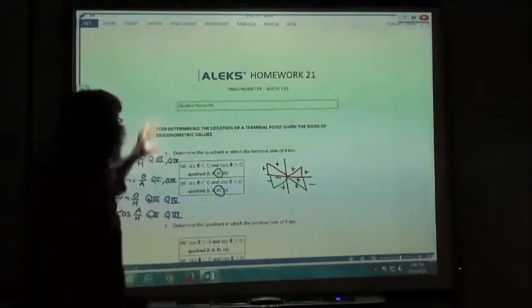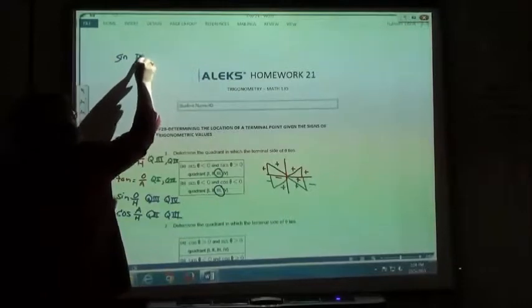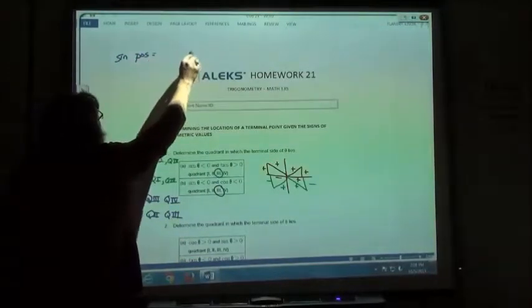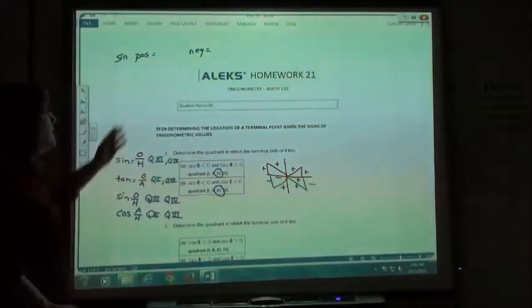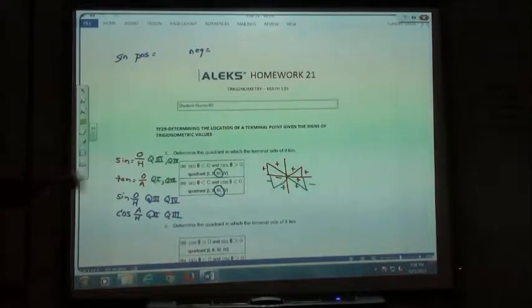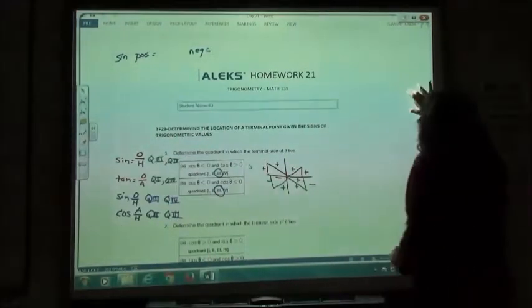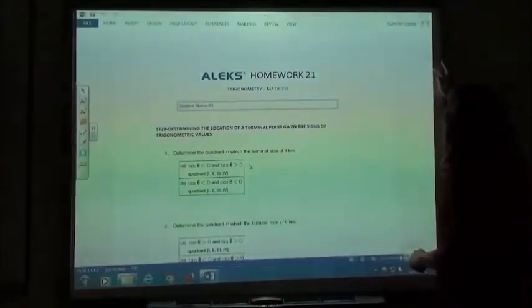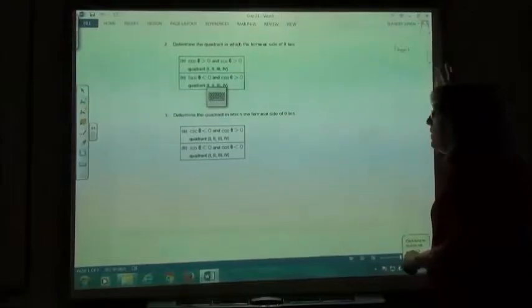Now you might want to just start keeping a big list. Sine is positive in which quadrants, negative in which quadrants. Cosine's positive in which ones, negative. And just start making a list so that you don't have to check every time, but otherwise we're going to check. So I will go ahead here and move the board, and we will look at number 2 and 3, doing the same kind of thing.